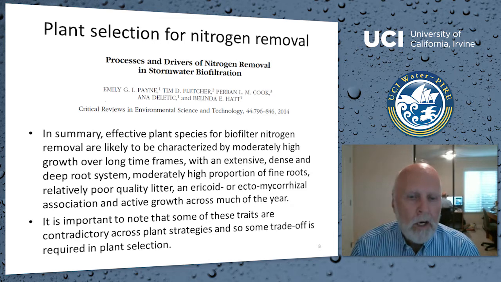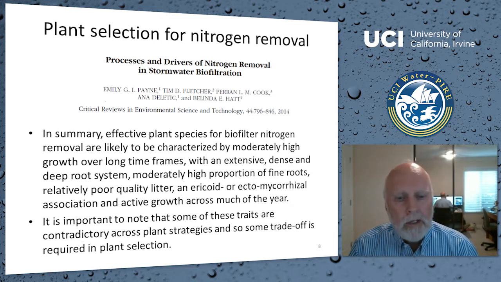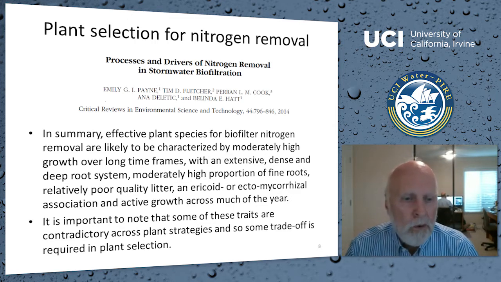are likely to be characterized by moderately high growth over long time frames, an extensive, dense, and deep root system, moderately high proportion of fine roots, relatively poor quality litter, an ericoid or ectomycorrhizal association, and active growth across much of the year. And then she points out that these traits are contradictory across plant strategies, and so some sort of trade-off is required in plant selection.